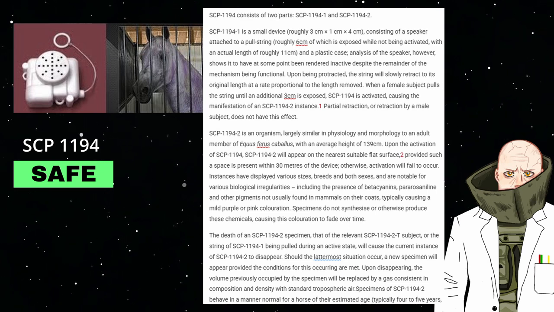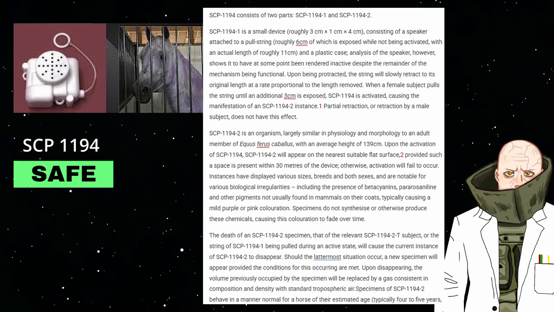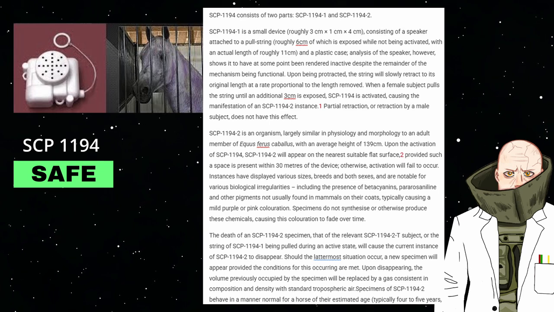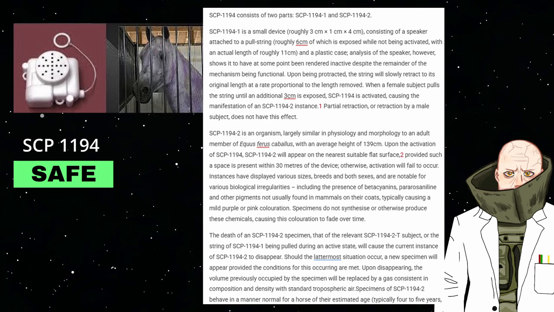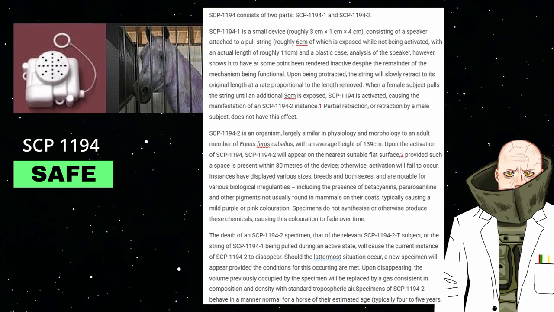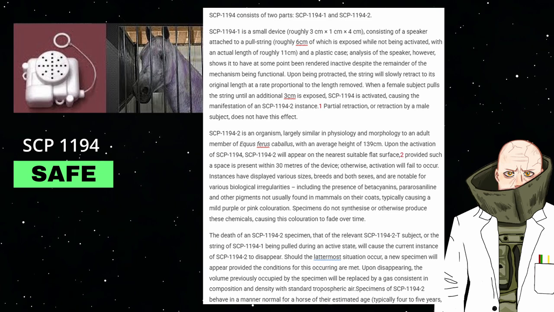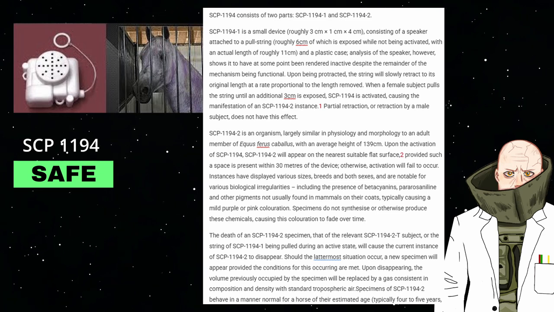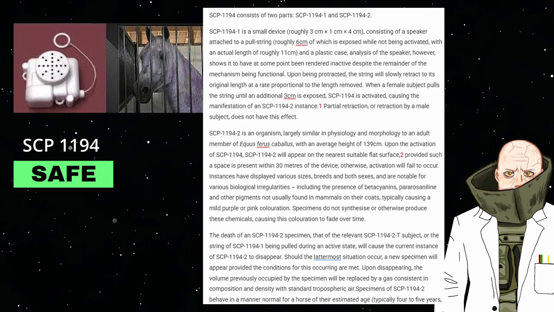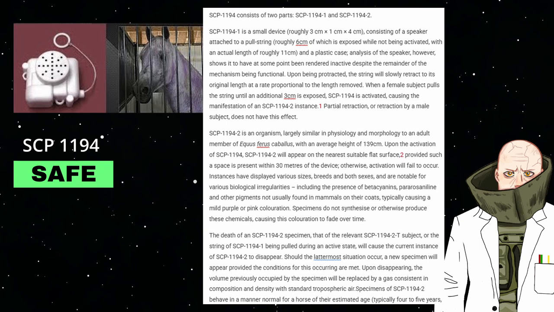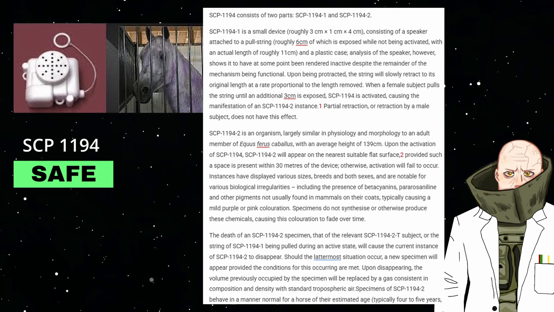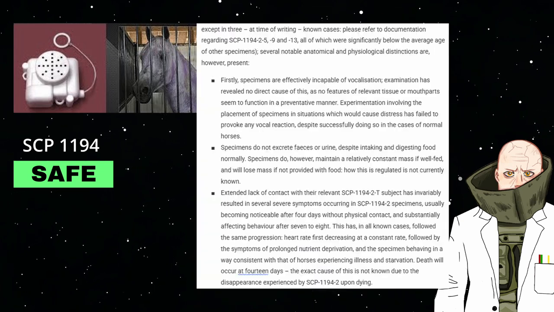The death of an SCP-1194-2 specimen, that of the relevant 1194-T subject, or the string of 1194-1 being pulled during an active state, will cause the current instance of 1194-2 to disappear. Should the lattermost situation occur, a new specimen will appear provided the conditions for this occurring are met. Upon disappearing, the volume previously occupied by the specimen will be replaced by a gas consistent in composition and density with standard tropospheric air. Specimens of 1194-2 behave in a manner normal for a horse of their estimated age, typically between 4 to 5 years old, except in 3, at the time of writing, known cases.